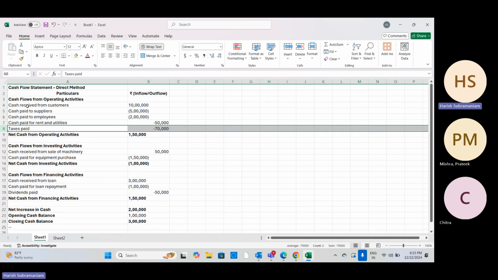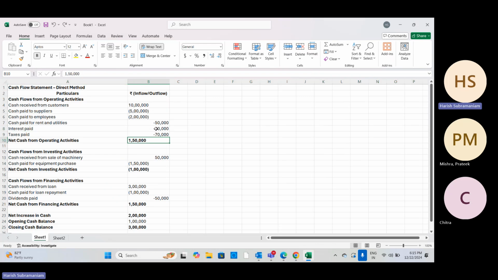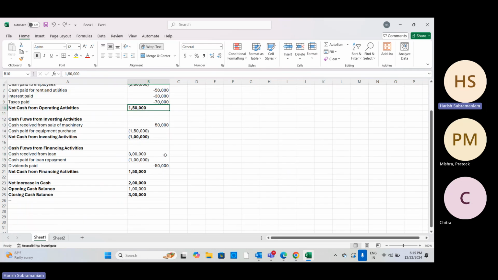Okay. Now, and then there is interest paid. So from this we find that there is this 10 lakh, and then all these amounts are subtracted and then we have 1.5 lakh.